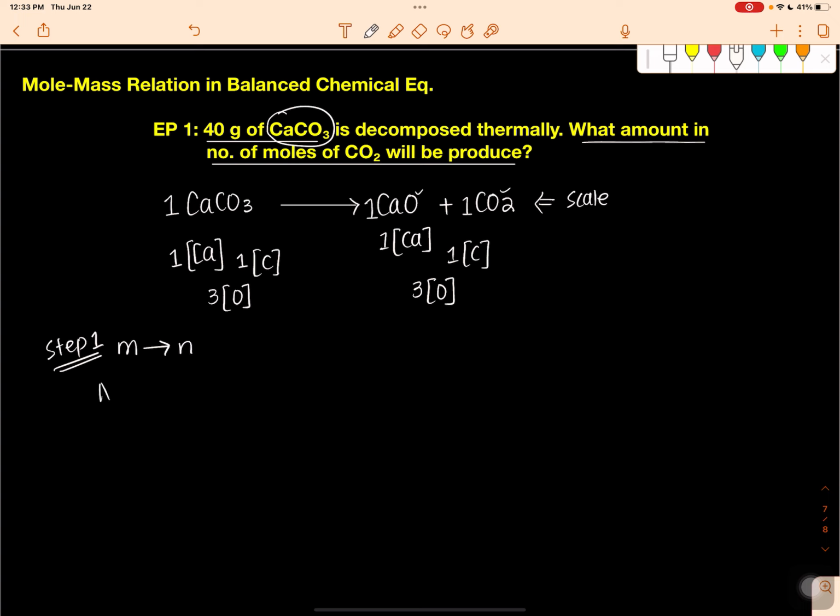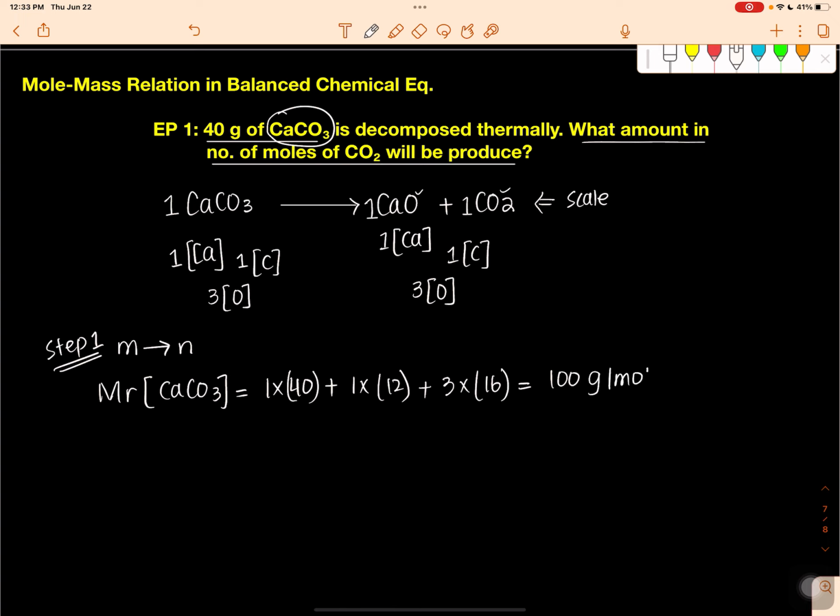For this we must have the MR. So what is the MR of calcium carbonate? This is 1 cross 40 plus, this 40 is the atomic mass of calcium, 1 cross 12, this is the atomic mass of carbon, plus 3 cross 16, this is the atomic mass of oxygen. We get 100 grams per mole. So for number of moles, this equals mass over the MR. We have mass, that is 40 divided by 100, we get 0.4 moles.